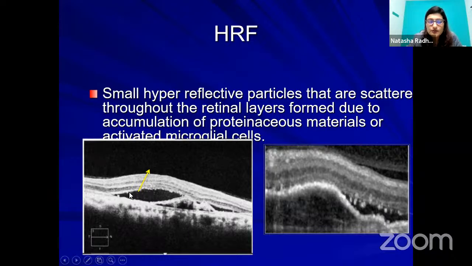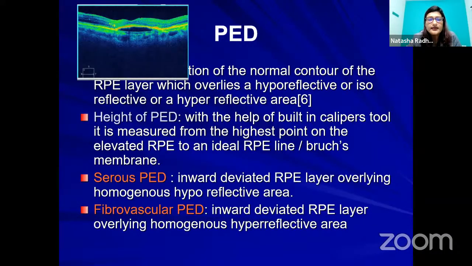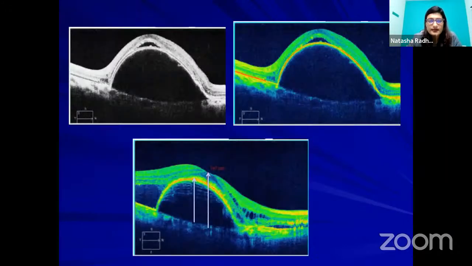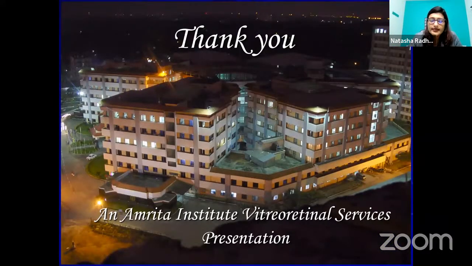Here you can see that it may be under the neurosensory detachment. It may not be scattered in the retina as it is in DME. There are different types of hyperreflective foci. Then, of course, the size and the type of the PED. You can have serous PEDs, you can have fibrovascular PEDs, the height can be measured, and the ellipsoid zone integrity. All these biomarkers are of importance in various conditions, and we should learn to identify them and learn about the importance of each of these in various conditions.